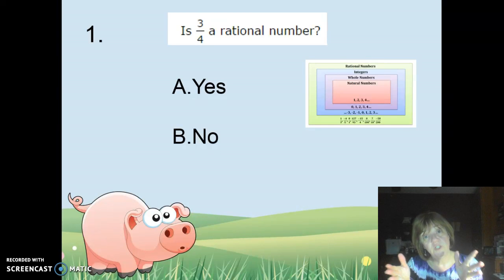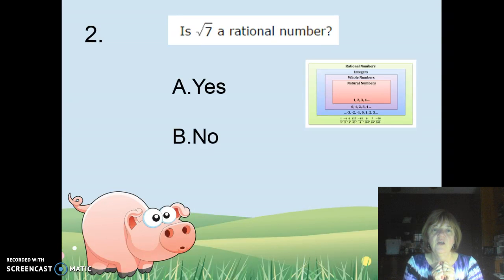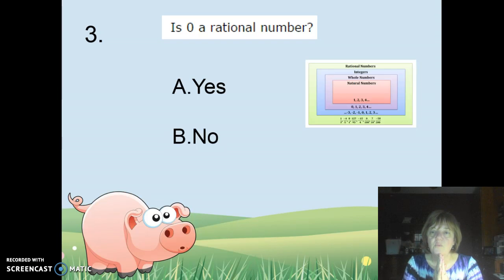So what I want you to do is think about 3/4. You can even put it in your calculator. Test it out. If you put 3 divided by 4 in your calculator, you get a rational number. Okay, try this one on your calculator. The square root of 7, is that rational? With 0 on the list of rational numbers, you can take a peek at your little chart there.